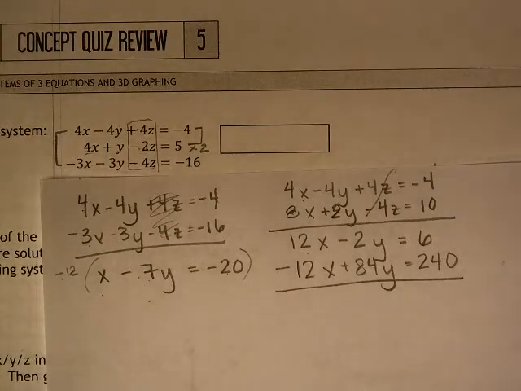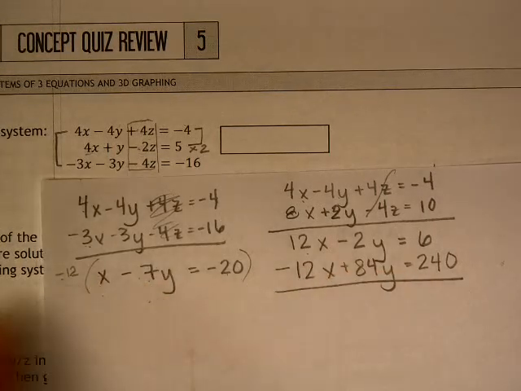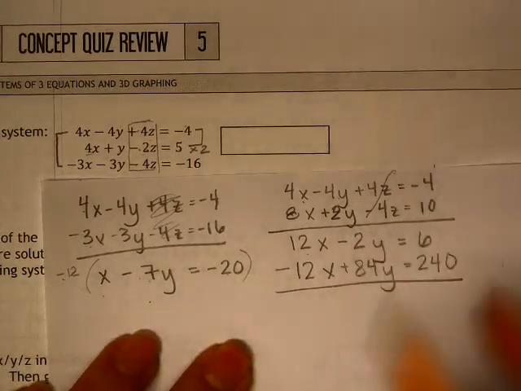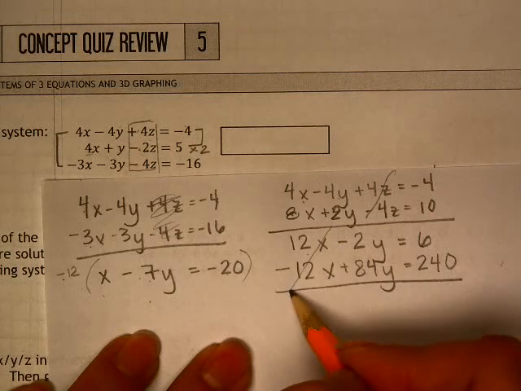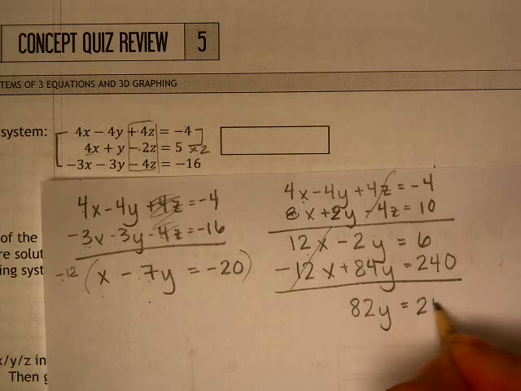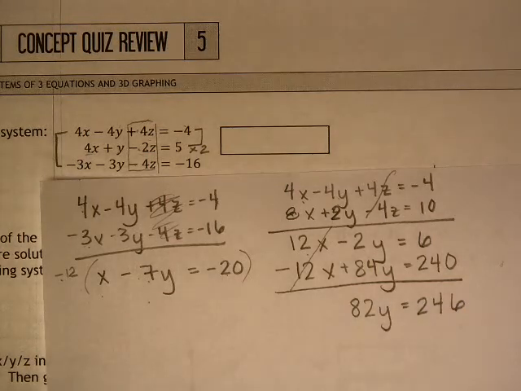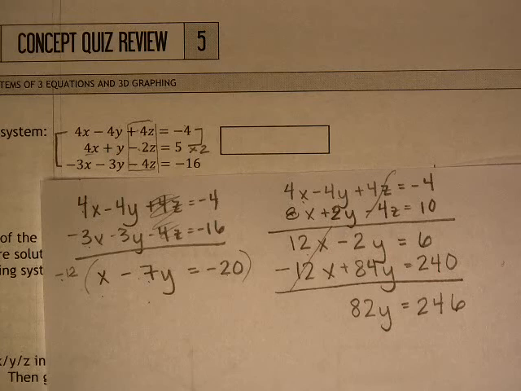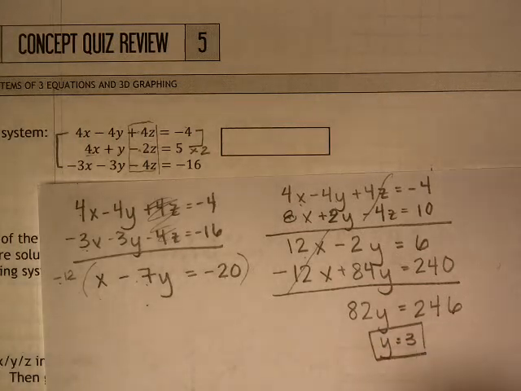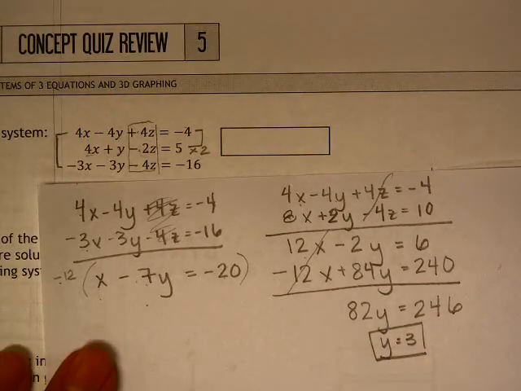So let me just double check there. I hate to get this wrong just because I multiplied wrong. So 20 times 12, sure enough, that's our 240. And then 12 times 7, sure enough, that's our 84. Okay, so now what I want to do is eliminate those, which gives me 82y is equal to 246. And I am really hoping that 246 divided by 82 is a nice number. Oh, yes it is. That just makes me feel good. I've got my y is equal to 3, so I'm really hopeful that that will work out well.